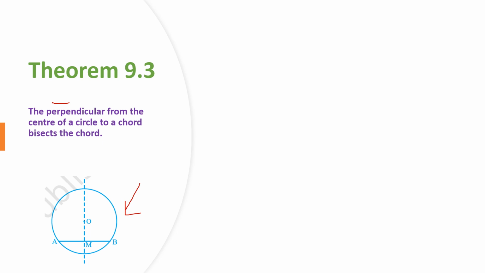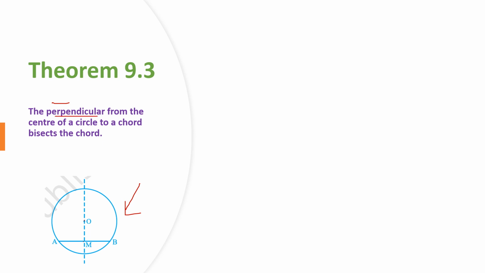I join the 2 points on the circle, and it becomes a chord. AB is a chord. Now I draw a perpendicular line from the center to the line AB, and it meets the chord at point M. This is the visualization. Let's understand the theorem now.